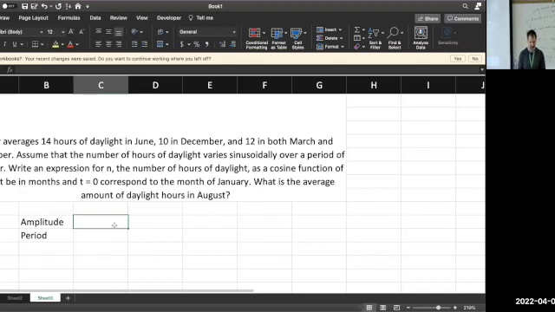How can you tell what the amplitude is going to be? Smallest number from the biggest. Right, top minus bottom, and we divide by 2. So what's the amplitude going to be in this situation? 2. Because the top is 14, the bottom is 10, so that means there's a gap of 2. What about the period? How long does it take for this to repeat?